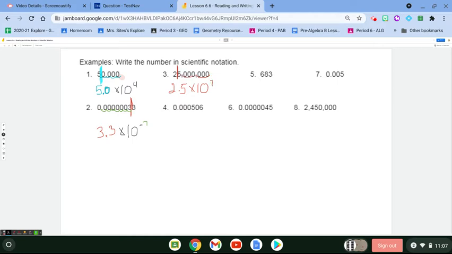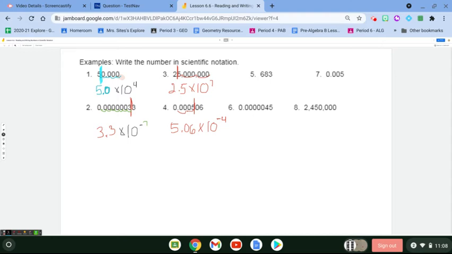Okay, for question 4, we want the 5, but we actually want to include the 0 and the 6. The reason why we want to include the 0 that's in between the 5 and the 6 is because if I were to type this into my calculator, I want the same exact number to come back. So 5.06 times 10, I have a negative exponent this time because I'm dealing with a decimal. So 1, 2, 3, 4. So 5.06 times 10 to the negative 4 would be my exponent.